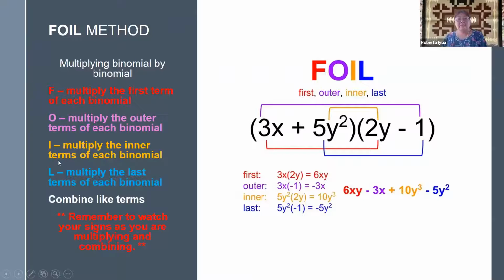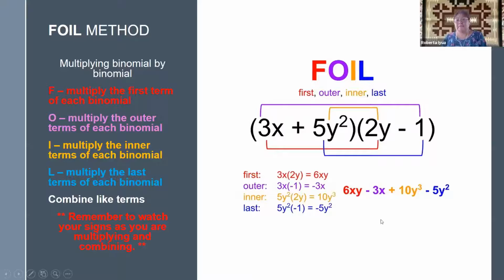I is to multiply the inner terms of the binomials. It's the terms that are closest to each other. Just 5y squared times 2y. L is to multiply the last terms of each binomial. 5y squared times negative 1. And then you combine like terms.